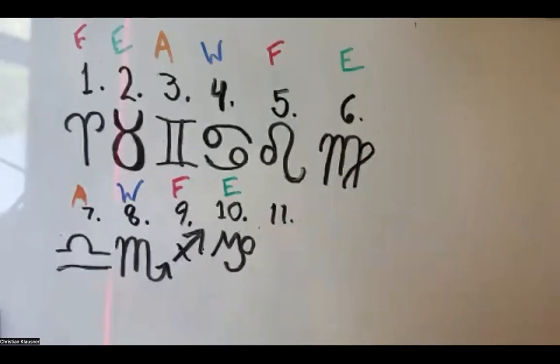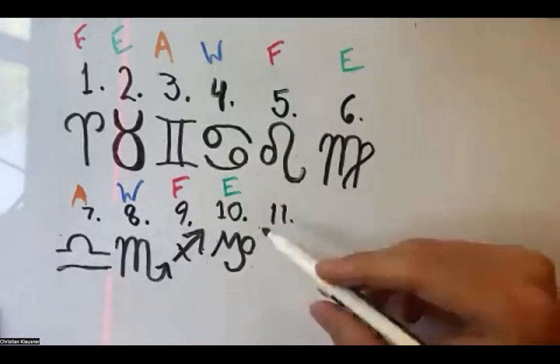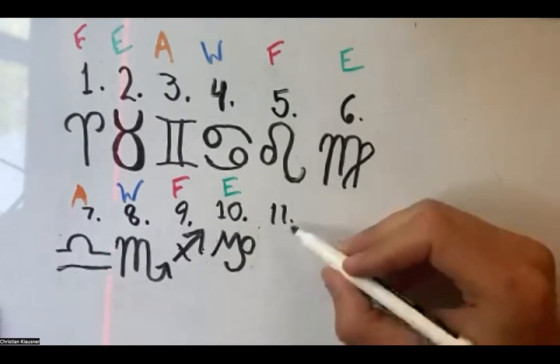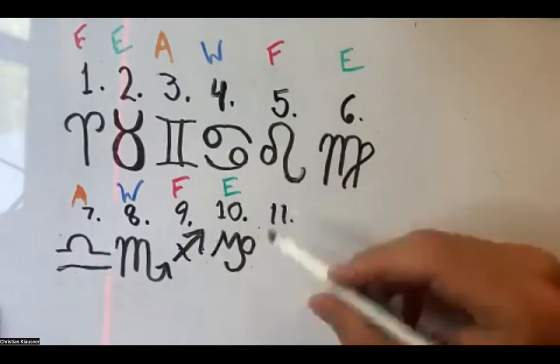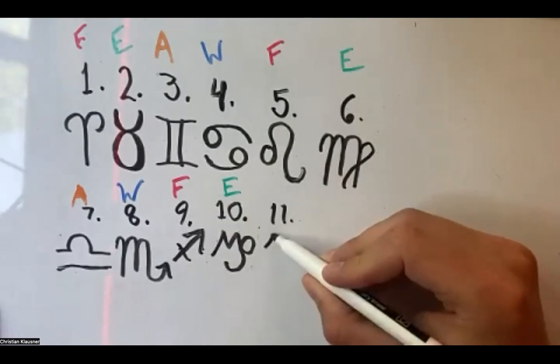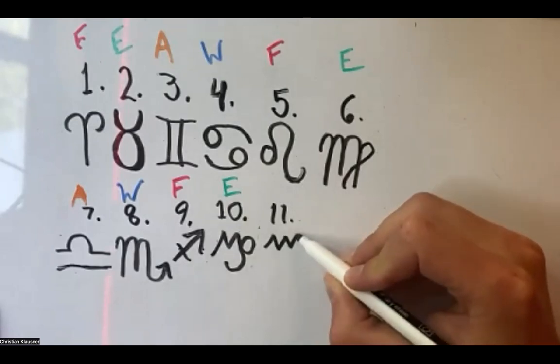Deidre says, is Capricorn a cardinal sign? Yes, it is. We'll get into cardinal, fixed, mutable after this, okay? So number 11 now is going to be the opposite of Leo, which is Aquarius. We go zoop, zoop, zoop, zoop, zoop, zoop.